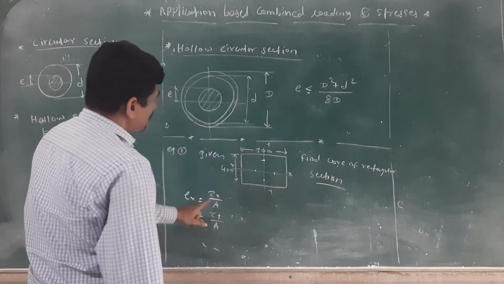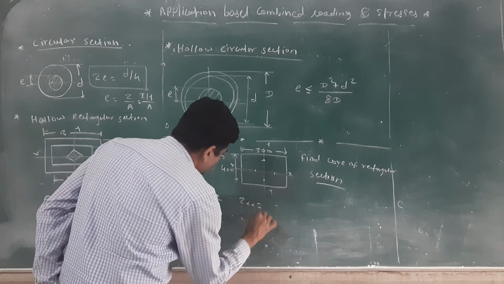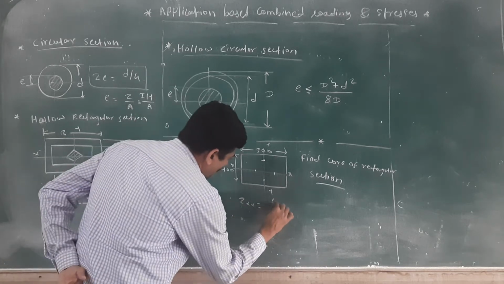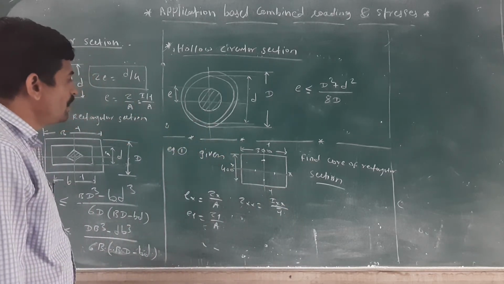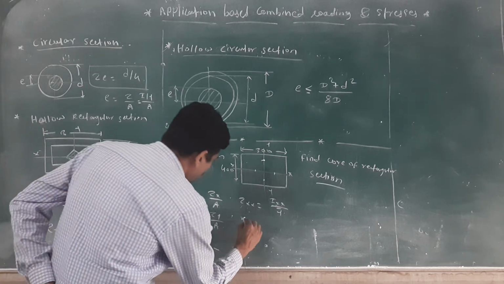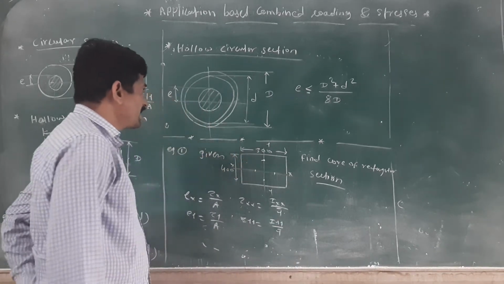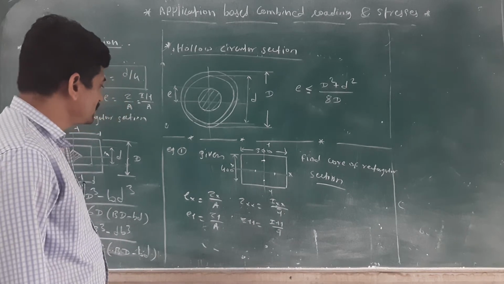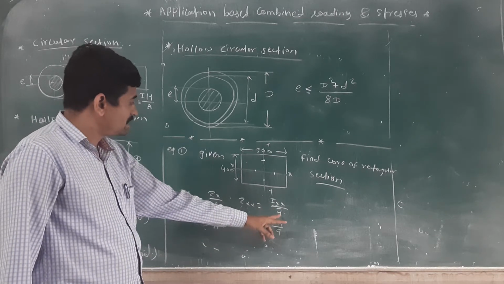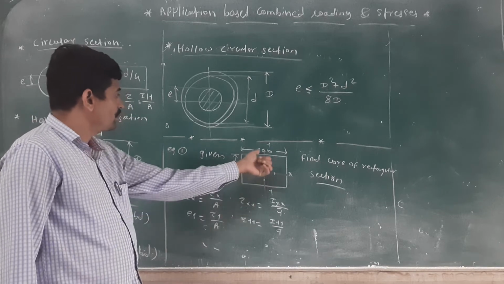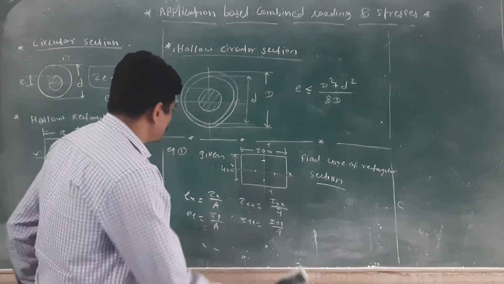Then how to calculate the Z value for the rectangular, Zx and Zy? What is the Zx? Zx is Ixx by y bar. And what is the Zy? Zy is again Iyy divided by y bar value. Then you will get Zx and Zy. This value you should put in this equation. Again, you know the Ixx and y bar. Area of the rectangular, you know, is B into D. Easily you can calculate. In this way, they will ask the question in this unit.